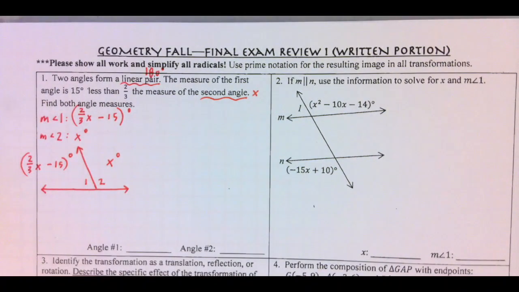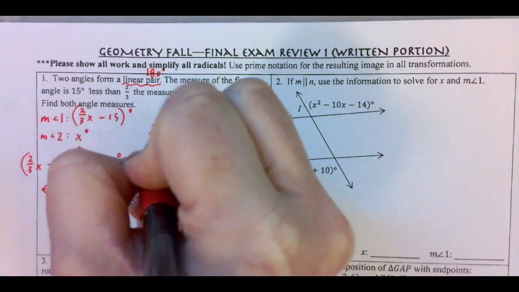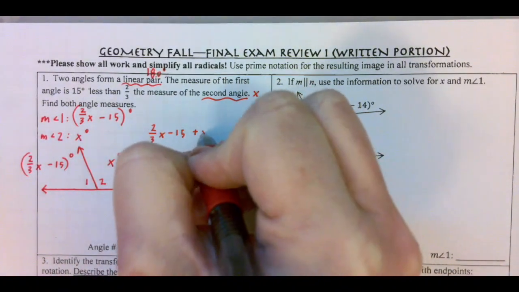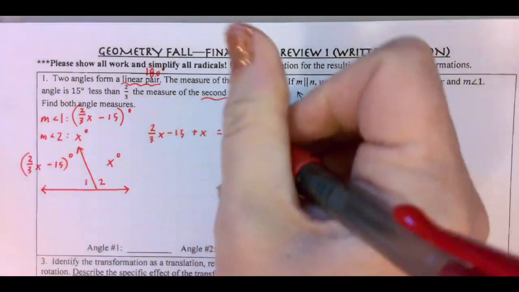All right, so I'm visualizing it. I see that collectively their measures, they have to add up to 180. So I can build my equation, right? I can say that 2/3 of x minus 15 plus x, right? The two measures together are going to add up to 180 degrees.